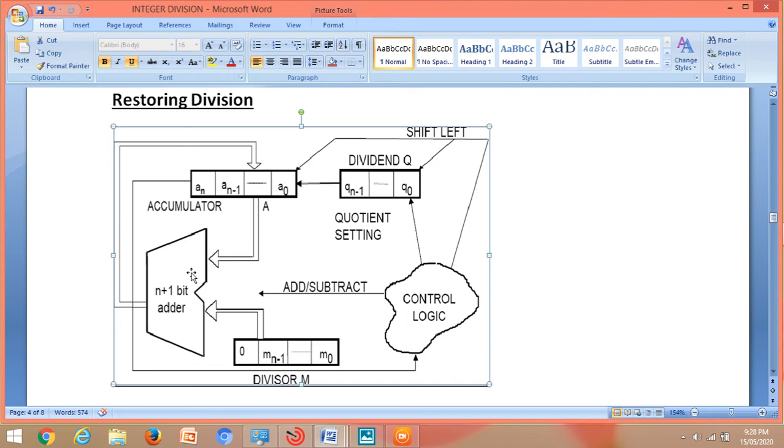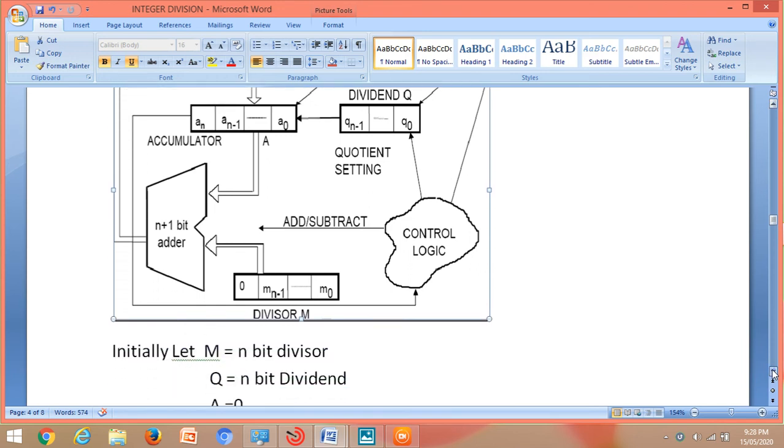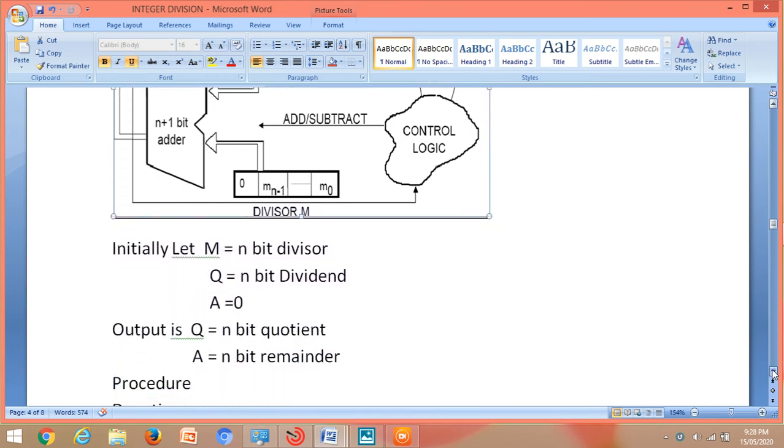And to the n bit adder, you can see what is the input to the n bit adder? It is A and M. And where exactly is the output stored? The output is stored back in A. So the adder is going to perform addition or subtraction of only two things, A and M. Q has nothing to do with it, and the result is going to get stored back into A. Is it clear?